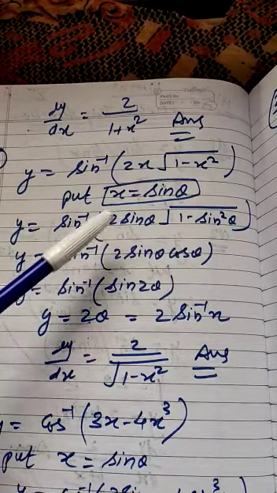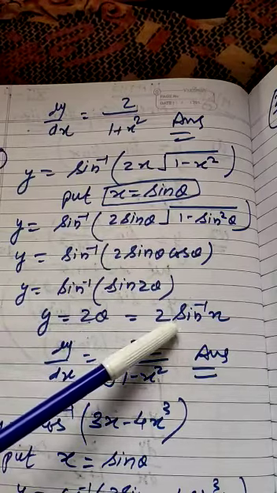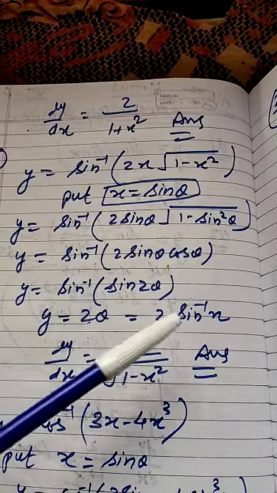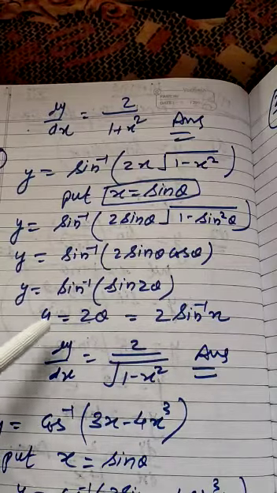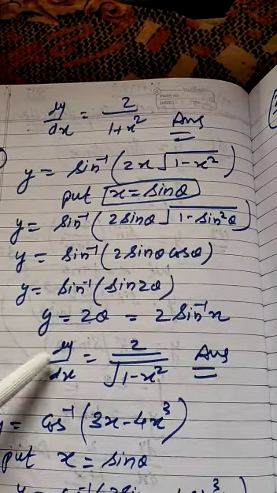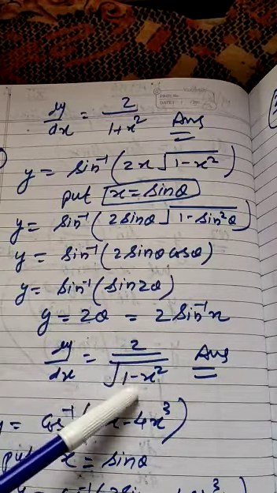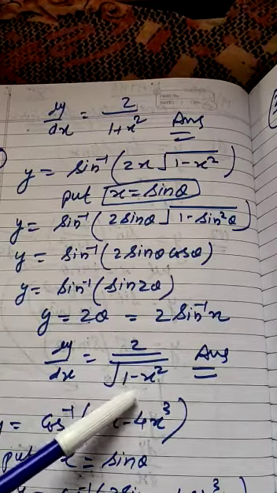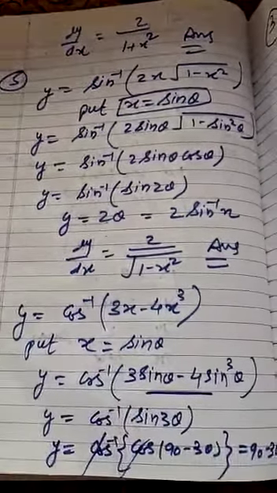Now put the value of theta from here. The value of theta will be sin inverse x in this way. Now it is easy for us to differentiate. So here differentiation of y is dy by dx and the derivative of sin inverse x, as we know, is 1 upon root of 1 minus x square, so we get 2 upon root of 1 minus x square. This is our answer.